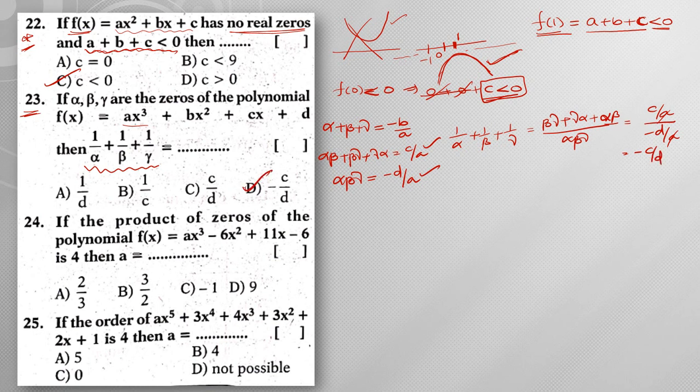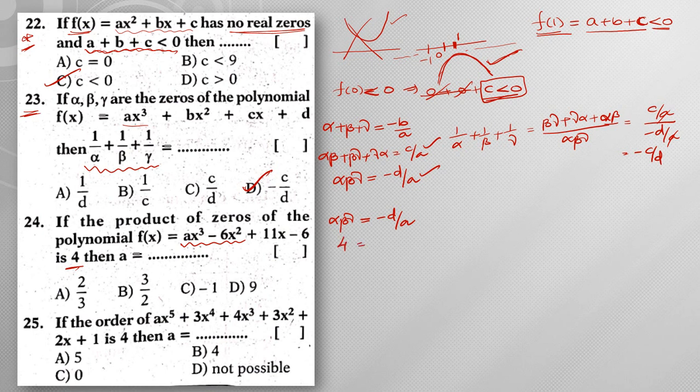Hence the answer is minus c by d. Next, question number 24. If the product of the zeros of the polynomial is 4. Since it is a cubic polynomial, the product of zeros, alpha into beta into gamma, is equal to minus d by a. That is nothing but minus constant term by x cube coefficient. And he has given the product of zeros is 4.